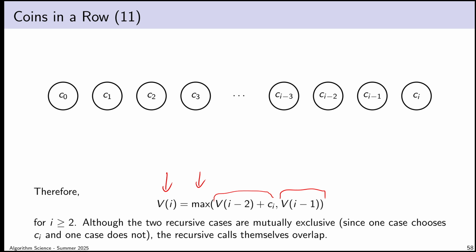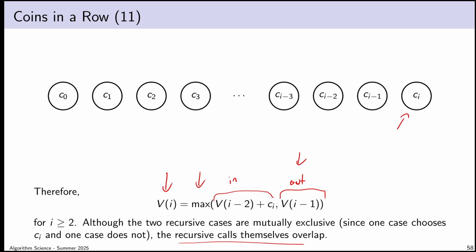So these are mutually exclusive cases, although they do overlap. It's important to indicate that those two terms can coexist. The reason why these two cases are mutually exclusive is that either ci is in or ci is out. Here's the case where it's in, here's the case where it's out. Clearly, those are exclusive cases because if ci is in, it can't also be out, and if ci is out, it can't also be in. So the two cases are mutually exclusive and they cover all possibilities. Ci has to be either in or out.